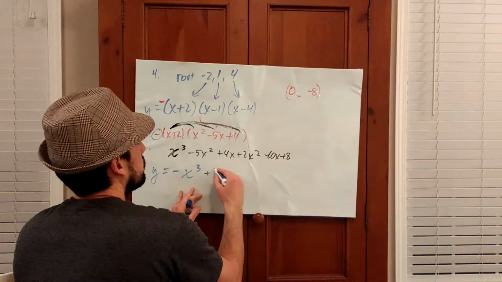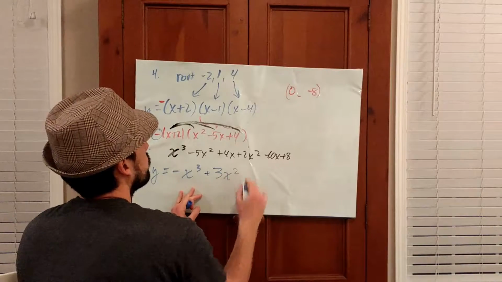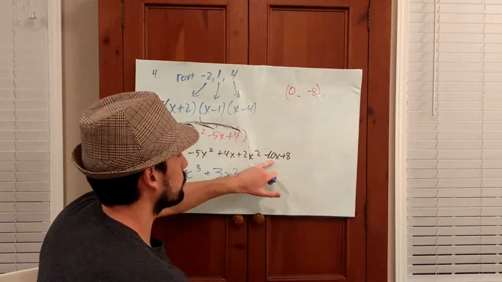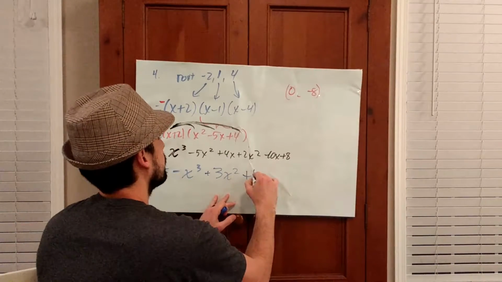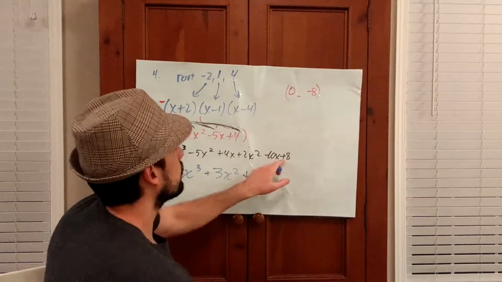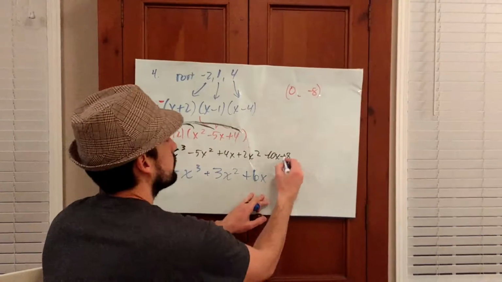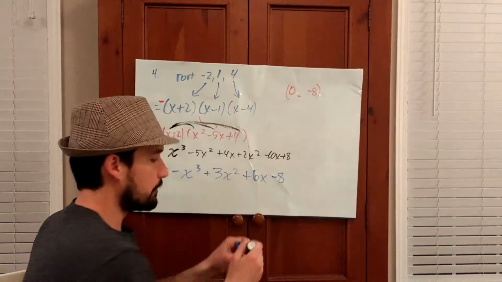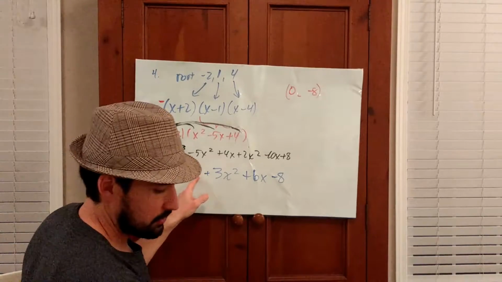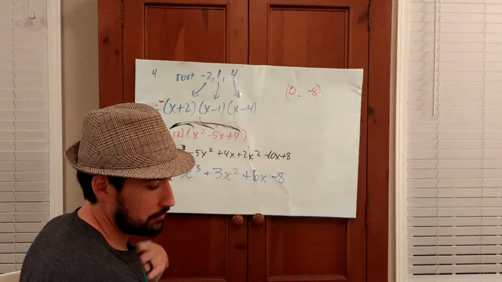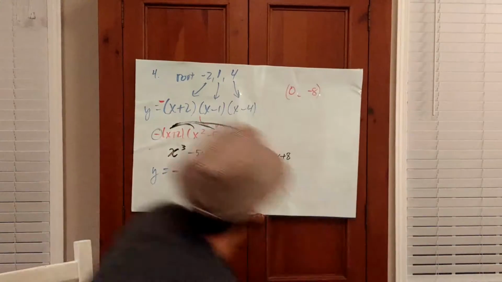-3x squared converting to the positive. Okay, so +3x squared. The 4x minus the 10x would have been a -6x. This negative is going to make it a +6x. And then the +8 is going to become -8. So that would be the standard form. Go ahead and check it. It's 3 degrees, so it crosses 3 times. It's got the correct y-intercept. Feel pretty good about that one.